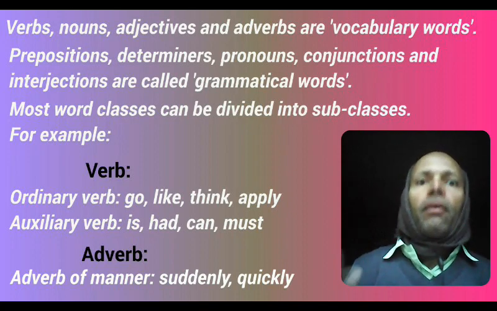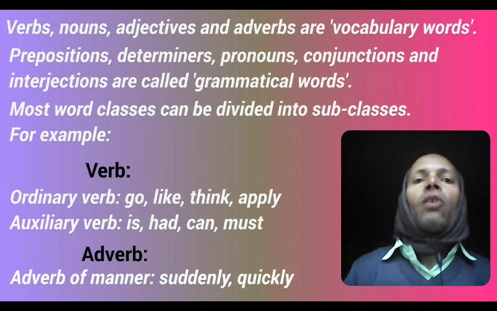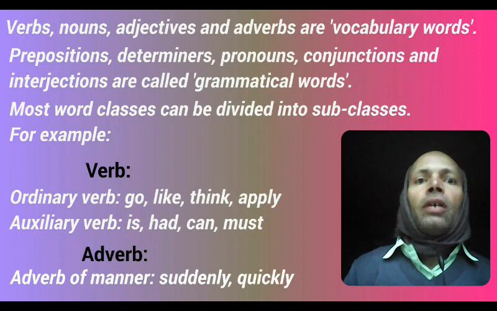Let me tell you that ordinary verbs are also known as main verbs. A few examples of main verbs are go, like, think, and apply. Similarly, a few examples of auxiliary verbs are is, had, can, and must. Similarly, we can have different types of adverbs.